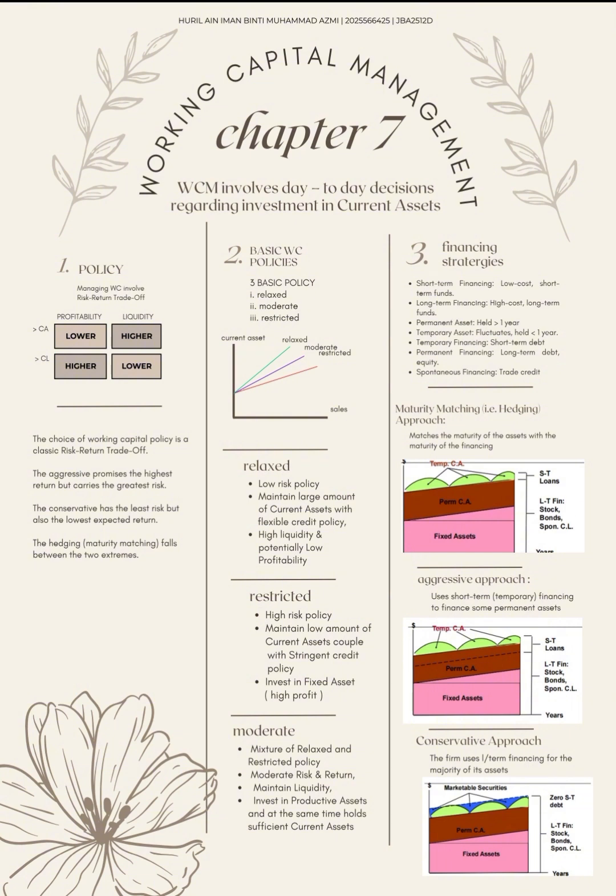The aggressive approach uses short-term financing to fund not just temporary but also some permanent assets. This reduces interest costs but increases refinancing risk and liquidity issues. And the last one is the conservative approach, which relies mostly on long-term financing even for temporary needs. This increases interest costs but ensures better liquidity and reduces financial risk.